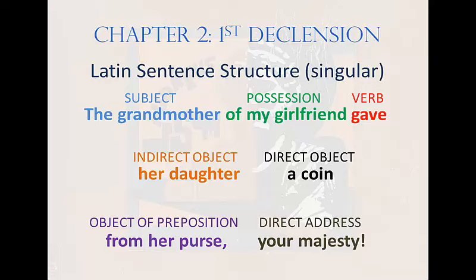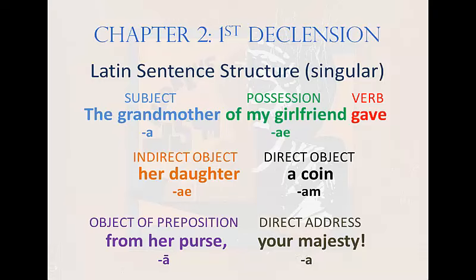If this were a Latin sentence, the word grandmother as the subject would have a nominative ending, in this case, a short a. Of my girlfriend, which shows possession, would be in the genitive case, and would have an ae ending. Her daughter, the indirect object, would be in the dative case, and also have an ae ending. A coin, the direct object, would be in the accusative case, and have an am ending. Purse, as the object of the preposition from, would be in the ablative case, and have a long a ending. And Your Majesty, because it shows direct address, would be in the vocative case, and have a short a ending.